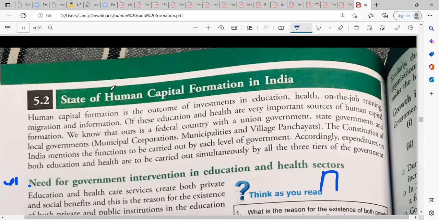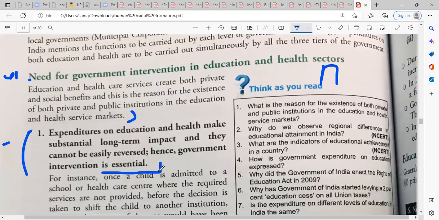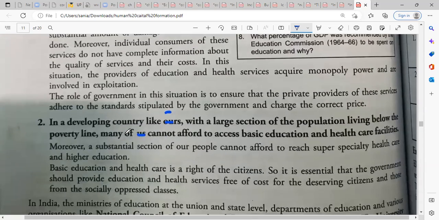You will say, ma'am, India needs government intervention in the education and health sector. That's enough as an answer. But if I ask why government, why not in other sectors, why only education and health, you will give the reasons: because health and education have a long-term impact, and in a country like India, people are living below the poverty line and they cannot afford access to basic education and healthcare facilities. Therefore, government should intervene in these fields. Clear?